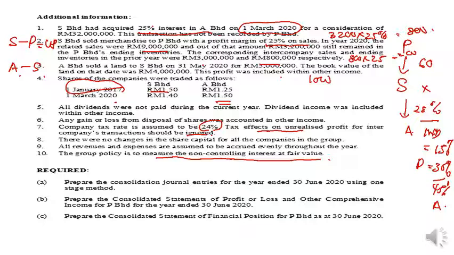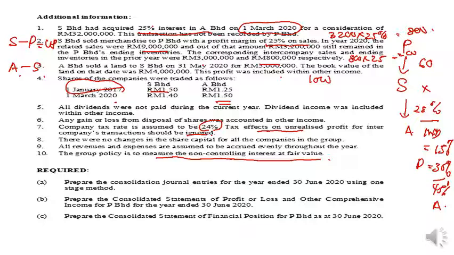In the year 2020, sales was 9 million, and then 3.2 here remains as the inventory. So this 3.2 here you need to times with 25%, sorry, 25%. So the amount that you have for the URP carried forward here is equal to 800.